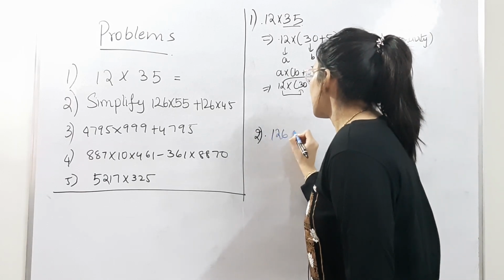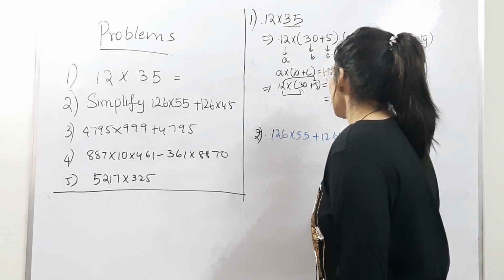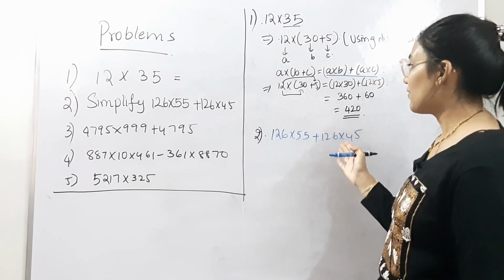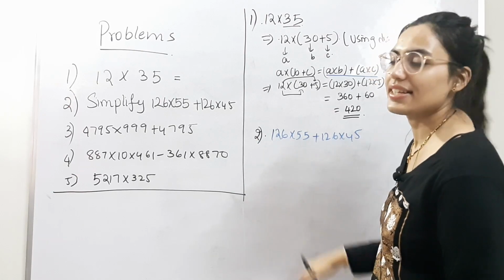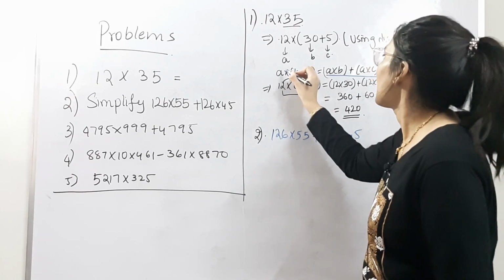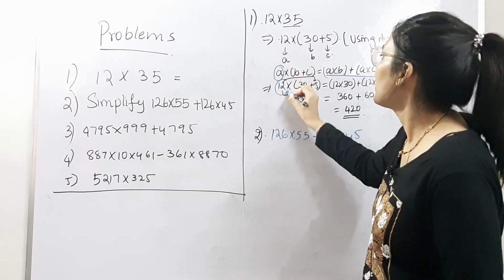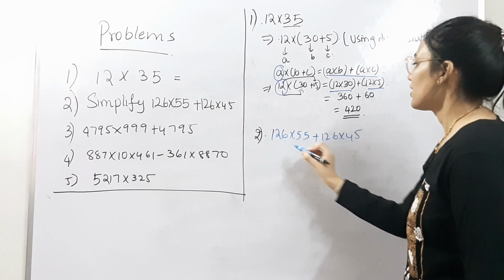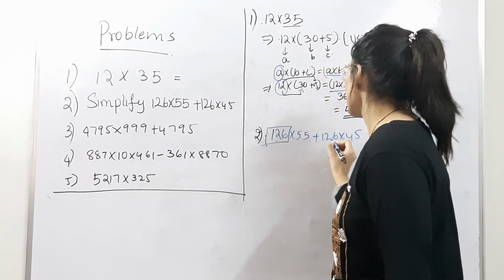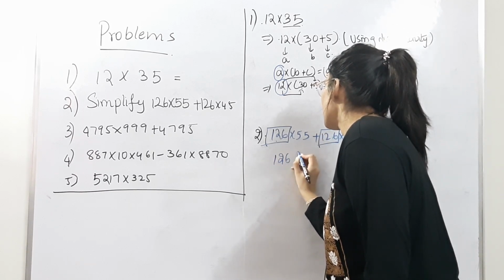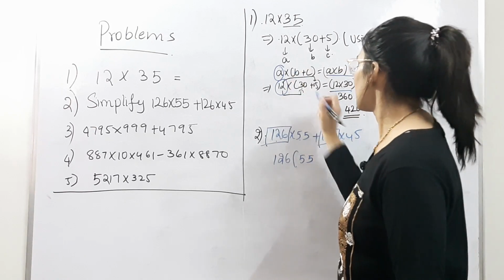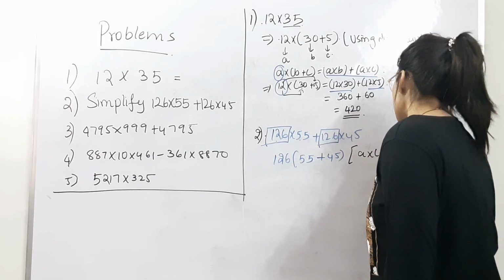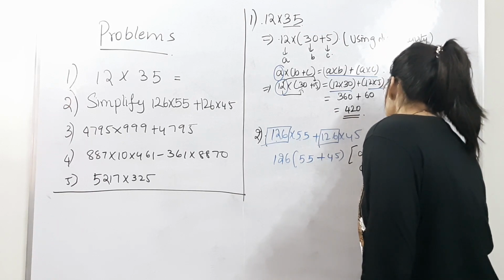Simplify 126 into 55 plus 126 into 45. Here, what they have done is they have given you this. Can we not easily simplify this by taking 126 as common? Here, common means A, because A is common here, as 12 was common in the previous example. What is the same number repeated twice? 126. So we will take 126 into 55 plus 45. So this is in the form of A into B plus C.